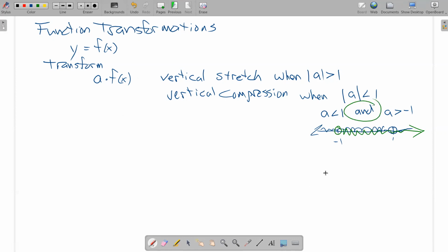And the "and" means where do they overlap? So they overlap right in between here. So that means if the absolute value of a is less than 1, that means a has to be between -1 and 1. So yet another way to write that inequality is a has to be less than 1 and greater than -1. So I can put it as a compound inequality like that.